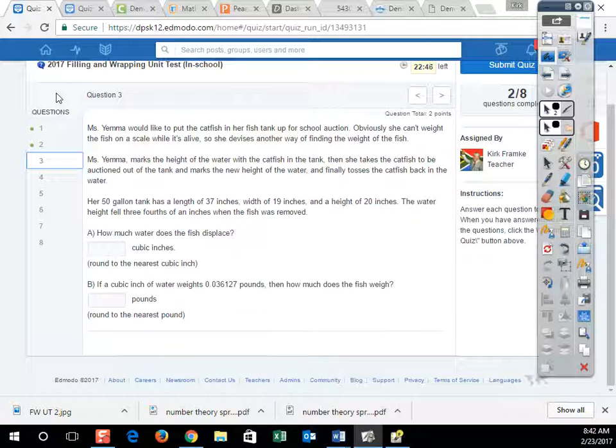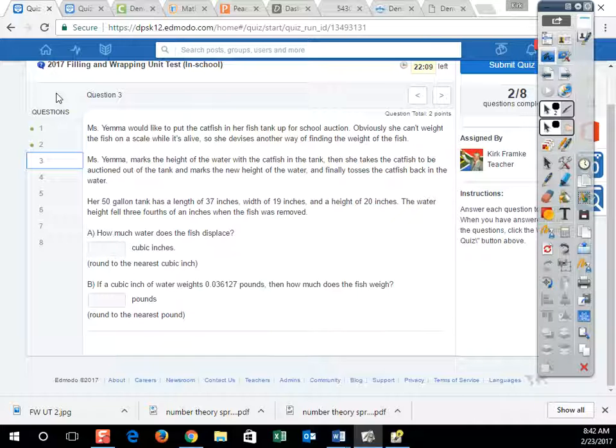All right, so she would like to put the catfish in her fish tank up for a school auction. Obviously, she can't weigh the fish on a scale while it's alive, so she devises another way of finding the weight of the fish. Miss Yema marks the height of the water with the catfish in the tank. Then she takes the catfish out of the tank and marks the new height of the water, and finally tosses the catfish back in the water so it doesn't die. Nobody wants a long dead catfish for the auction. That's not good.